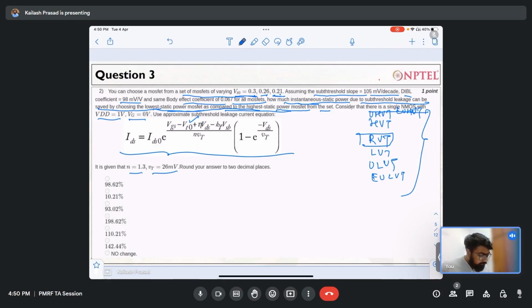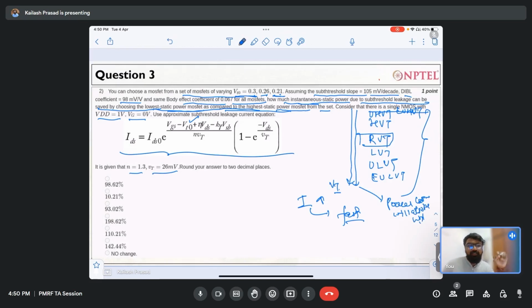As we are moving down, the VT is decreasing. If VT is decreasing, the current will increase, both the static and the dynamic current. If the on current increases, the switching will be faster. So that is the advantage. However, as we move from up to down, VT is decreasing, so the static current is also increasing. It means the power consumption will also be high. So you have to take care of what flavor you want to choose.